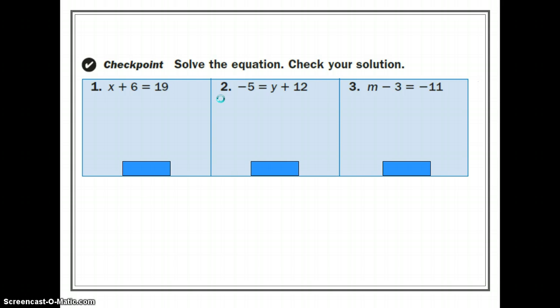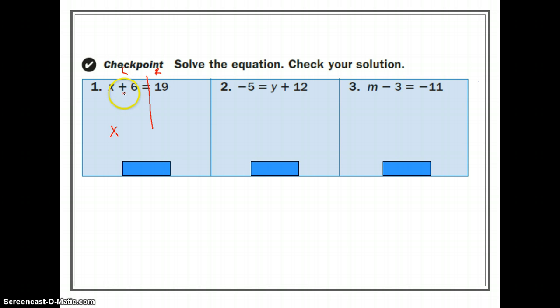Number 1, 2, and 3, solve the equation. Remember, add the opposite of the number to each side. So there's two sides to a problem, left and right. Get the variable by itself by adding the opposite of the number that's being added to the variable. Pause the video at this time.